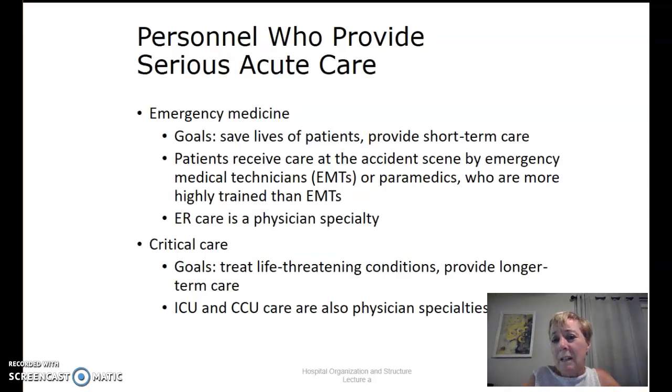People who provide care, like in emergency medicine, their goal is to save lives, but emergency medicine is just short-term care. So these people who receive that might be EMTs, emergency medical technicians, or paramedics. Emergency room care can also be a physician's specialty, such as an emergency care room physician.